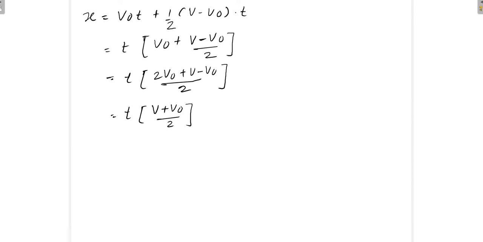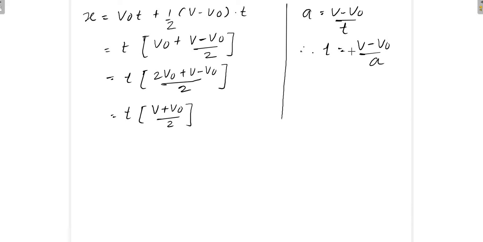So it is t into (v plus v0) divided by 2, right? Now we already know that a is (v minus v0) divided by t. Or can I not say that t is nothing but (v minus v0) divided by a?